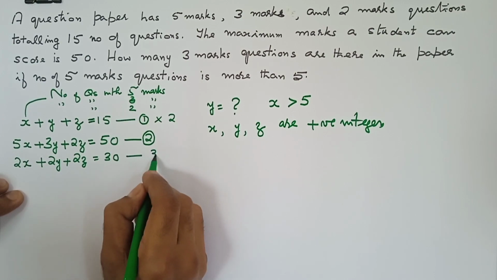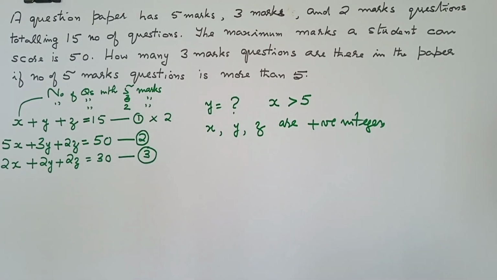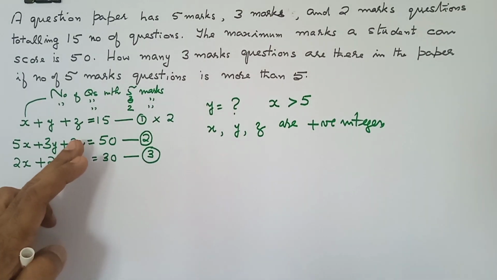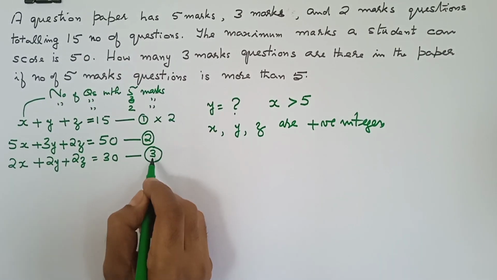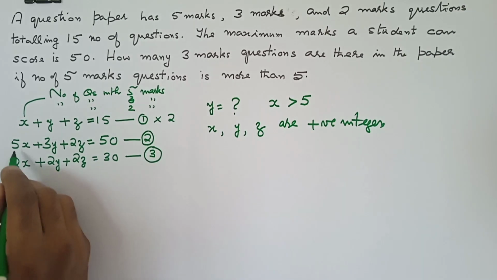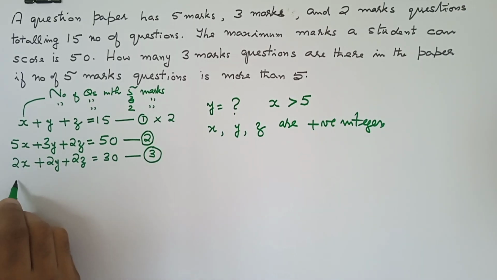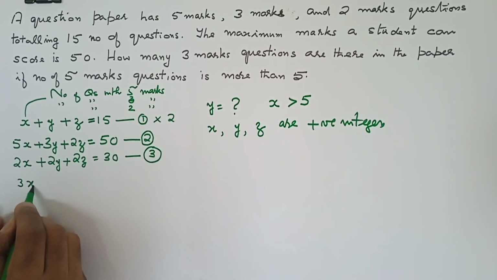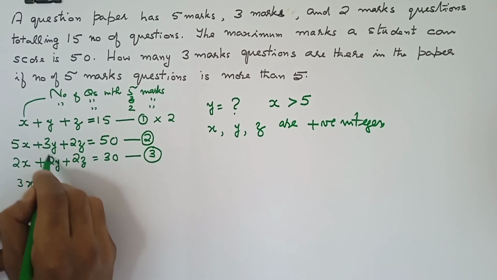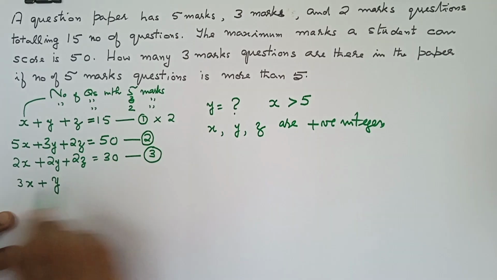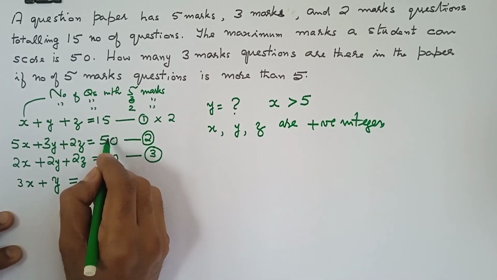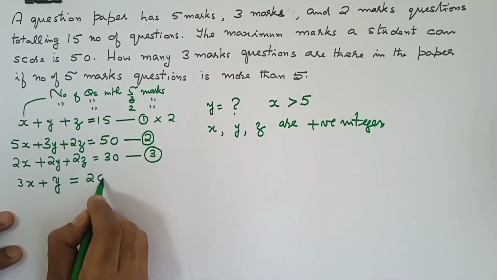You are getting another equation, 3. Now you have got the coefficients of variable z equalized. Now just subtract equation 3 from 2. What do you have? Here it will be 3x. Here it will be 3 minus 2, 1. 1 we don't normally write. These two will cancel out. Equal to 50 minus 30, 20.